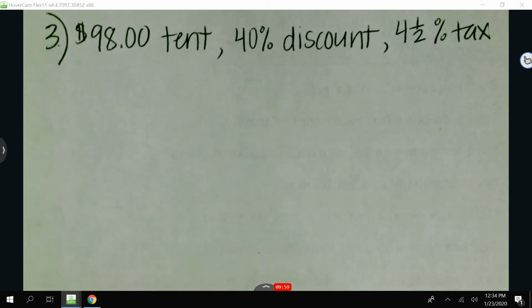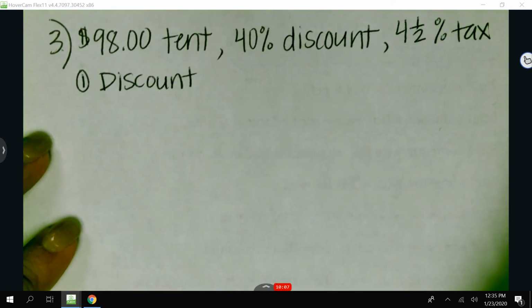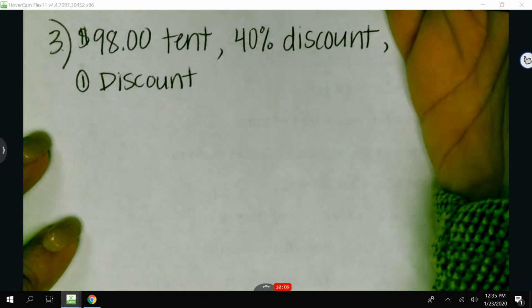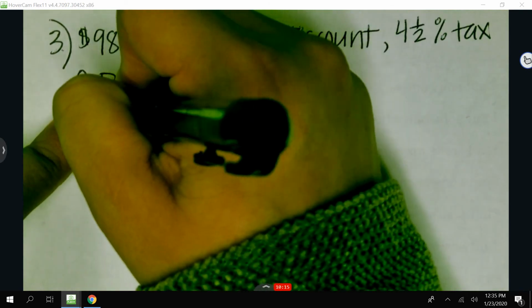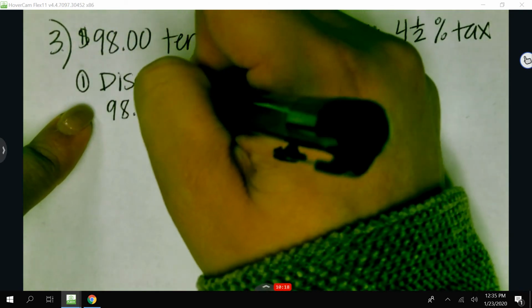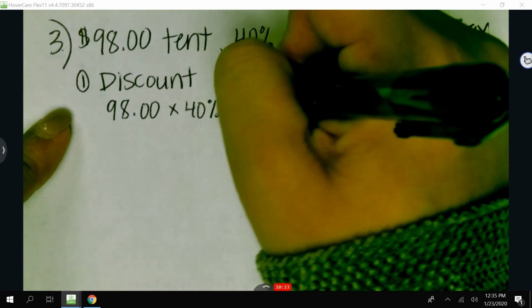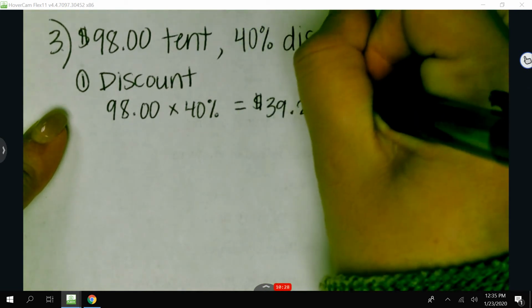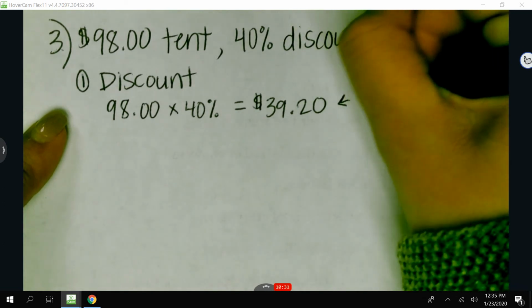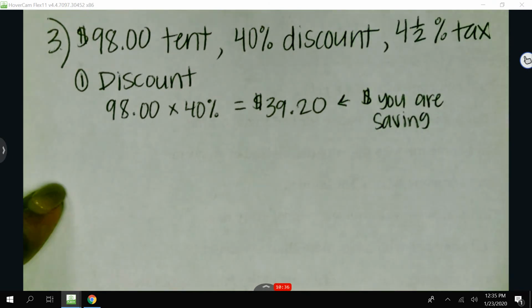Okay. So step 1, we have to find the discount, how much money it's discounted. Act like we don't have tax here. Nothing's changing yet. I need to find out what is 40% of $98. So I'm going to multiply the two together. 39.2. So $39.20. That $39.20 is the money you are saving. So that's how much it's on sale.